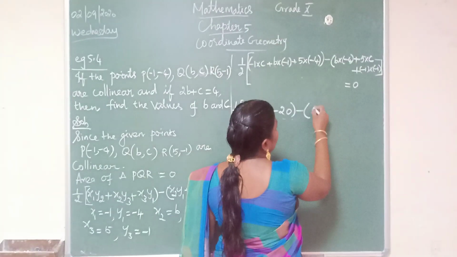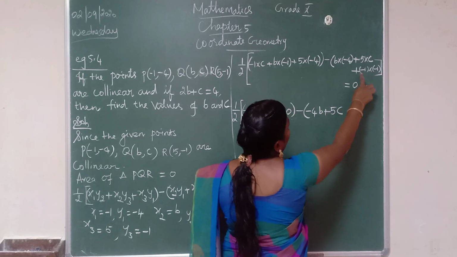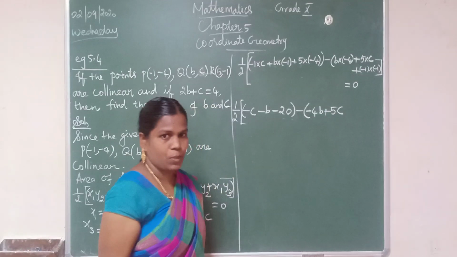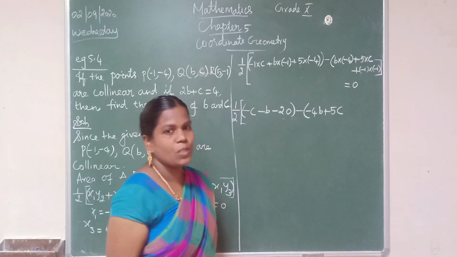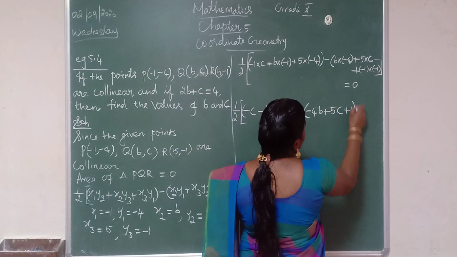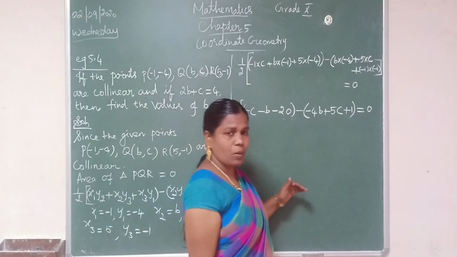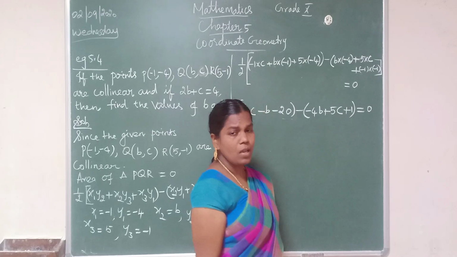b into -4 is -4b plus 5c. Minus 1 into minus 1 is plus 1. Minus into minus is plus, is it? So minus 1 into minus 1 is plus 1. Plus 1 equal to 0. Since the given points are collinear, so we can use the area equal to 0.